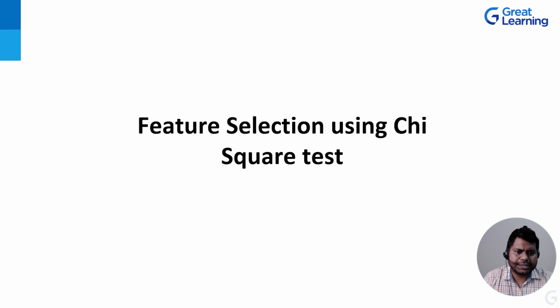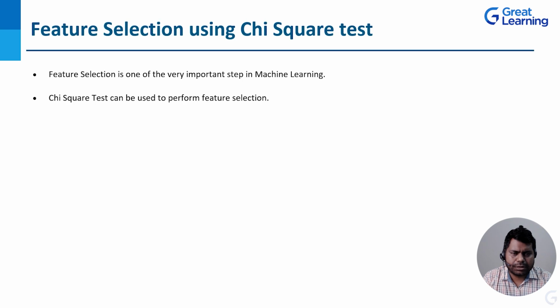Now let's move on to our next topic, which is feature selection using chi-square test. For this problem, we need to have scikit-learn installed in our system. If you don't have scikit-learn installed, you can install it using the pip command.